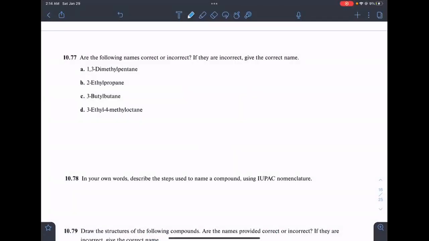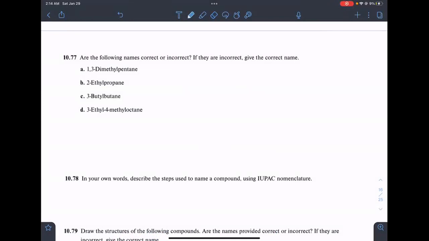Okay, so now what we're going to do is, this was one a couple of people had a question on in class. You were given a name and asked, is the name correct or incorrect? And if it's incorrect, give the correct name. So how do you know if it's correct or not? Well, you have to draw it.